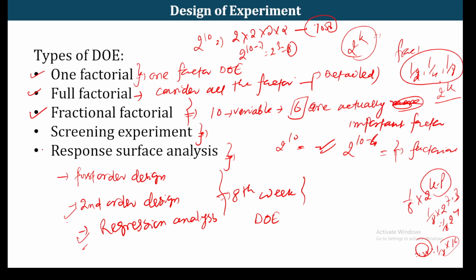In screening, it is similar: we are removing the unwanted factors that are not influencing too much. And response surface analysis itself comes in this, first order and second order design only. It's like y is equal to a plus bx. Then second order will be y is equal to a plus b x square plus c x plus d. It will be like this.